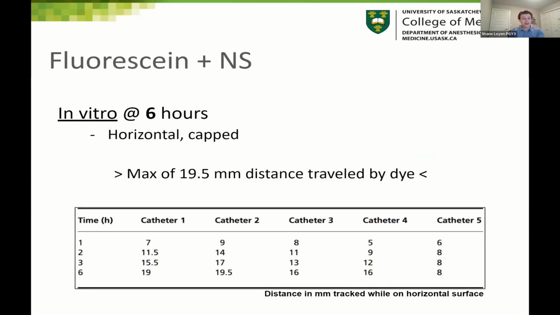So in vitro at 6 hours, I believe room temperature, and they had all the catheters horizontal, capped at both ends, and they had a maximum of less than 2 centimeters traveled by the dye. Although you can see there's quite a wide variability in terms of that distance tracked by the fluorescein dye between the different catheters.